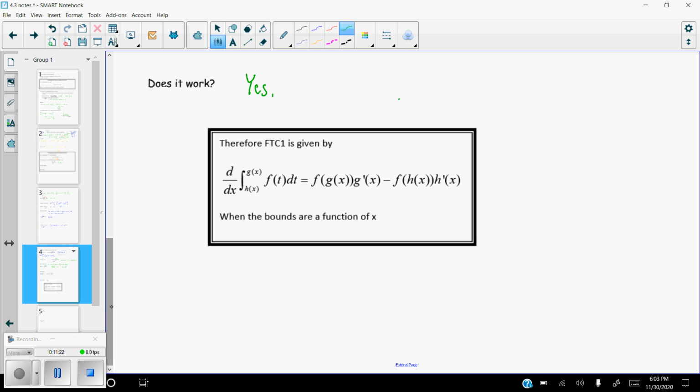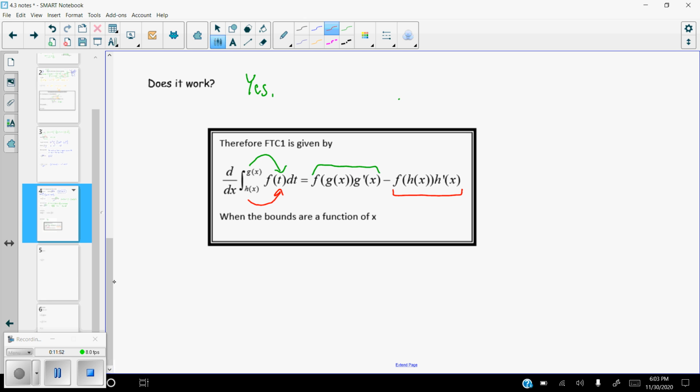You plug in g of x, so you plug that one in, and then multiply by the derivative of the bound. That's this piece right there. Then you plug in h of x, and then multiply by the derivative of its bound right there, and subtract. That's the fundamental theorem of calculus, part 1. But you have to be taking the derivative of the integral with variables in the bounds. All right, so let's go ahead and see what examples we've got there.